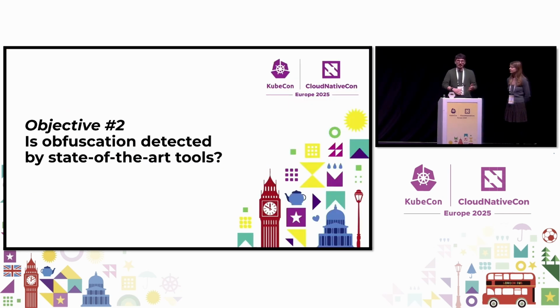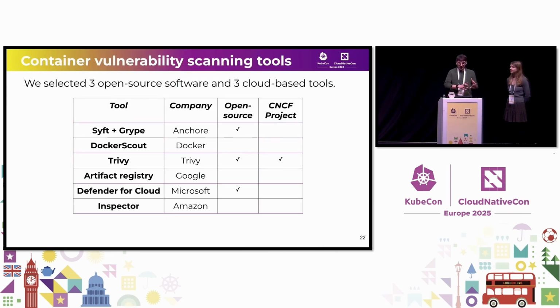So now that we have a taxonomy of the different obfuscation techniques, the next question is: is obfuscation detected by state-of-the-art tools? We need to find out whether these obfuscation techniques can actually be exploited by an attacker. For this, we selected 6 different tools, ranging from open source tools to cloud ones. Here we have CNCF projects like Trivy, but also open source tools like Syft and Grype. We also have Docker Scout, Artifact Registry for Google, Defender for Cloud in Microsoft, and Amazon Inspector.